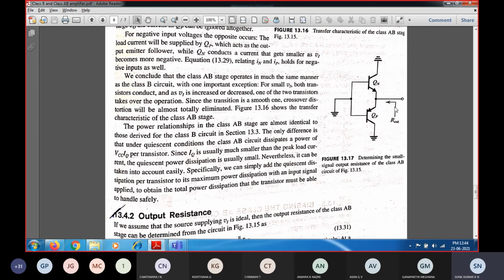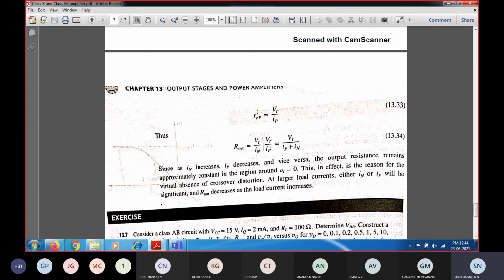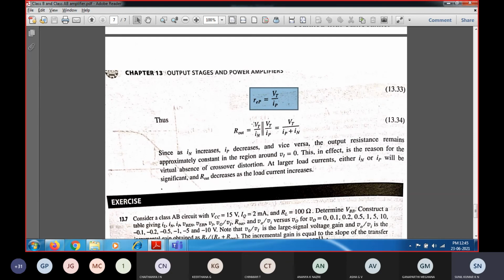So what is the test voltage which is connected? VT. So R is equal to V by I. The current flowing across the transistor QN is IN, and across the transistor QP is IP. So REN will be VT by IN, and REP, the emitter resistance, is VT by IP. So if you consider REN parallel REP, you get VT by IN parallel with VT by IP, which is equal to VT by (IP plus IN).